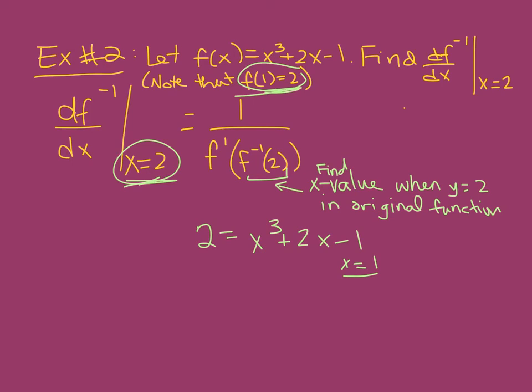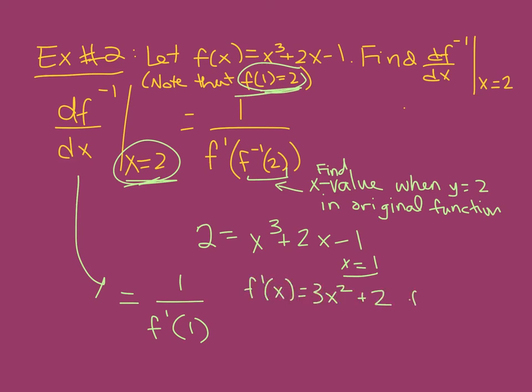So now what we have is that this is equal to 1 over f prime of 1. That's actually not that bad to find. You're welcome to pause the video and just do that on your own. You do find that f prime of x is equal to 3x squared plus 2. So f prime of 1 is equal to 5. So my answer is 1/5.